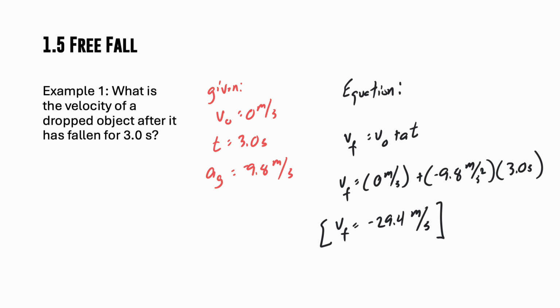Notice I get a velocity of negative 29.4. This told me it was pointing in the down direction, and that makes sense. I dropped an object, it's falling down, and we have decided that down is the negative direction. If I had asked for the speed, we would have said positive 29.4, so make sure we can distinguish how the question wants it, whether positive or negative, velocity or speed.